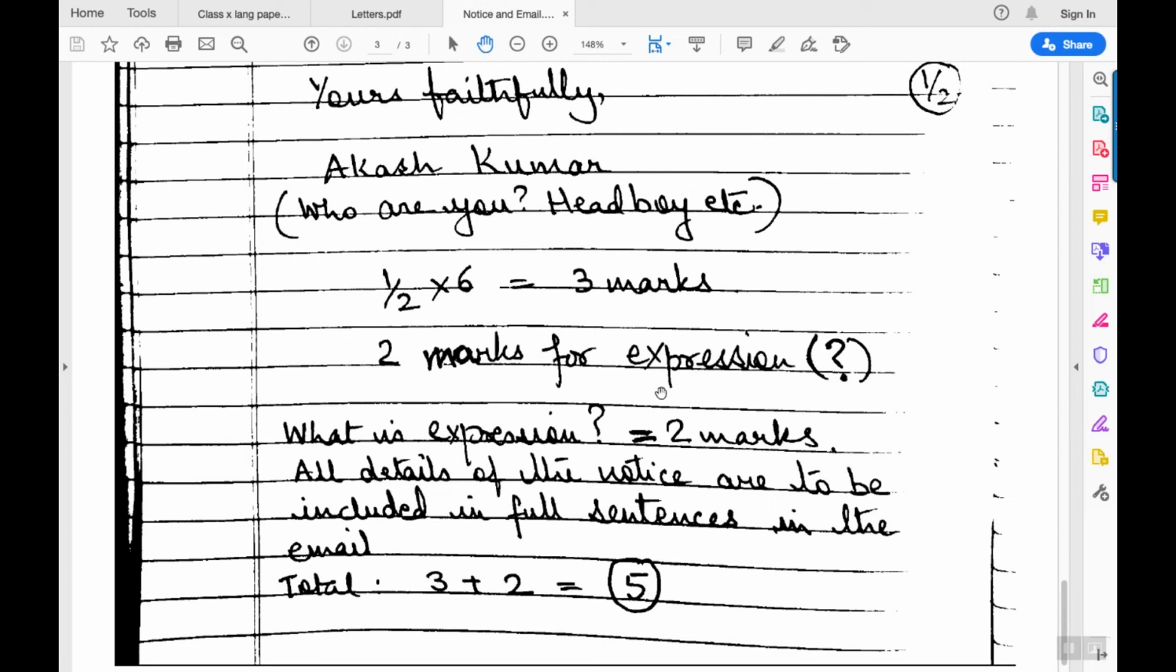2 marks for expression, which I've already told you, which includes all the details of the notice to be included in full sentences in the email. So that makes your notice as well as email.